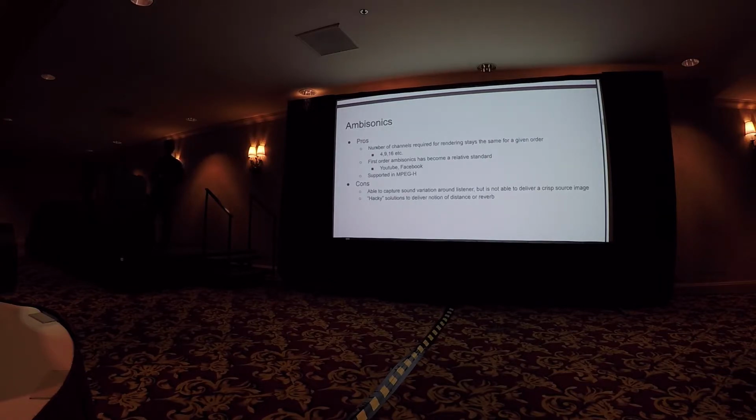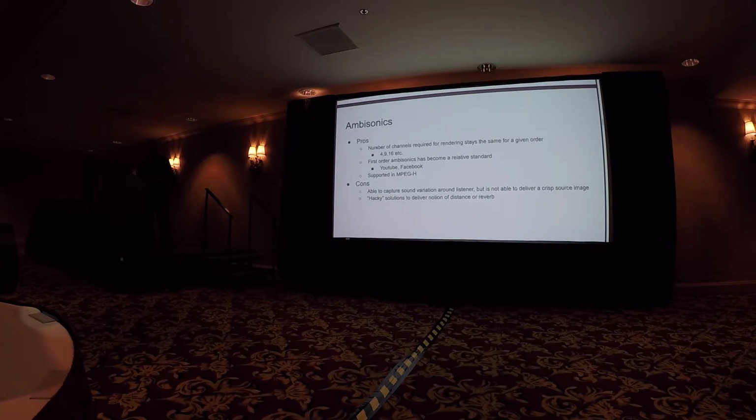So a pro of ambisonics is that the number of channels required stays the same for a given order. If you're using first order ambisonics, it's 4 channels, and it's always going to be 4 channels. If you're using second, it's 9 channels, always 9 channels, and so on. This is very useful for formats that need a known or set number of channels to simplify the amount of processing needed for those rendering channels.